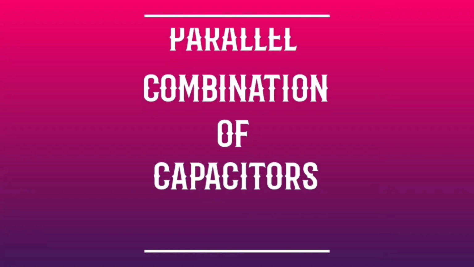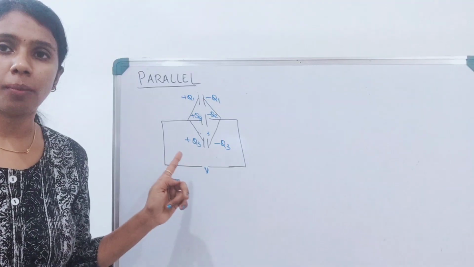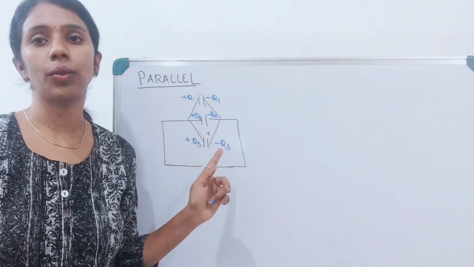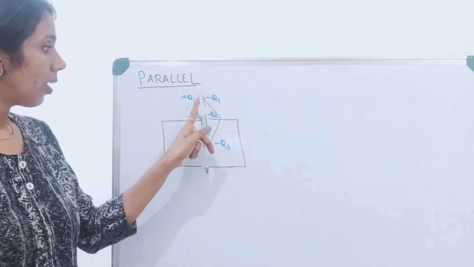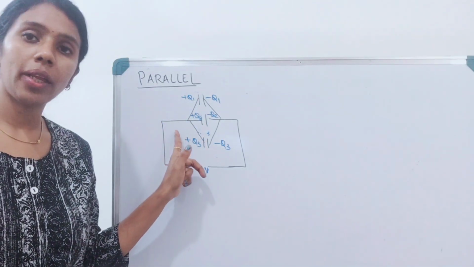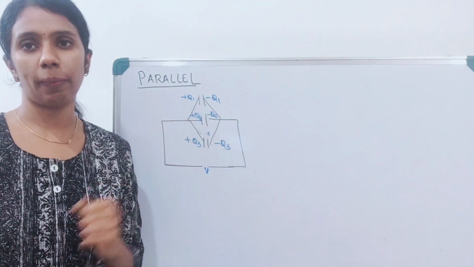Capacitors in parallel. If all the positive plates are connected to a common point and the negative plates are connected to another common point, then that combination is said to be a parallel combination. So this is a figure for a parallel combination of capacitors, where I took three capacitors, C1, C2 and C3. Here, all the positive plates are connected to a common point. Similarly, all the negative plates are connected to another common point.